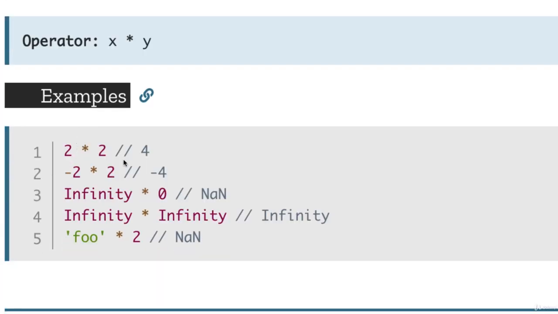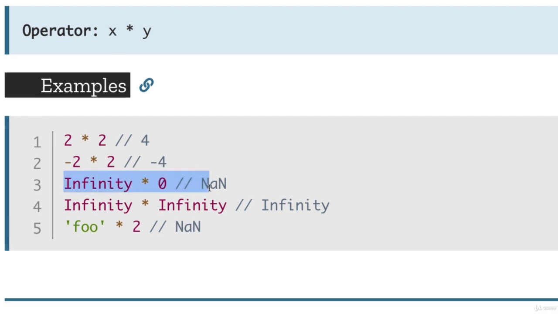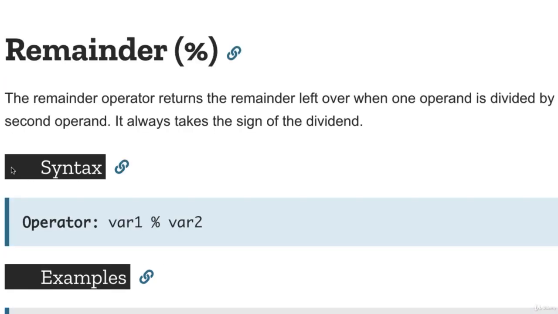Multiplication, of course. We have 2 times 2 is 4, negative 2 times 2 is negative 4. And if we multiply infinity by 0, we get not a number. So this is one of the things to keep in mind, but very rarely are you ever going to be working with infinity, so you don't usually have to worry about that. And of course, we can't multiply a string by 2, it doesn't make sense.